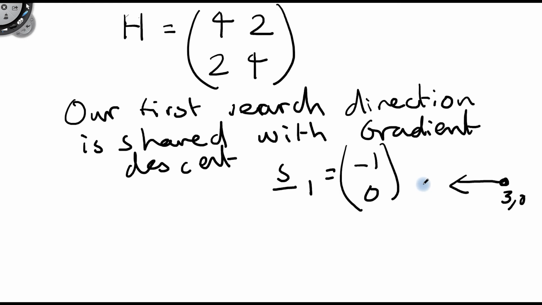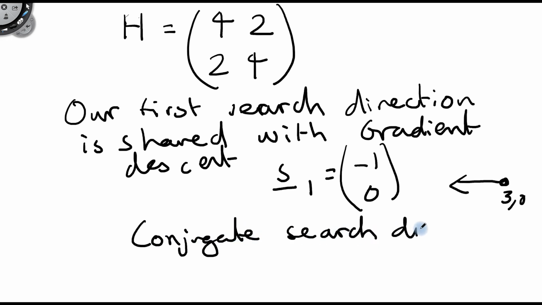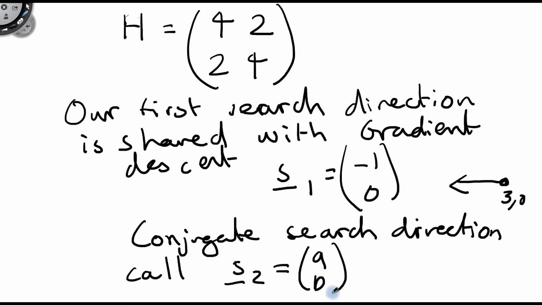So now we can do a conjugacy. So our conjugate search direction, we're going to call S2. Before, S2 was just done from the gradient, but now we're just calling it a, b, and we're going to use our conjugacy to define the direction.